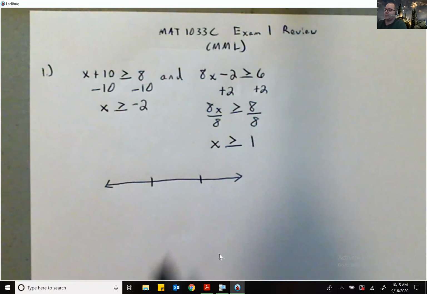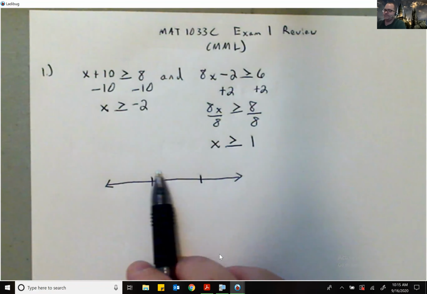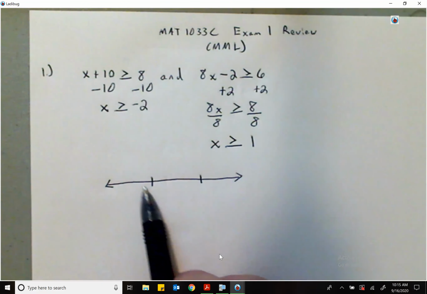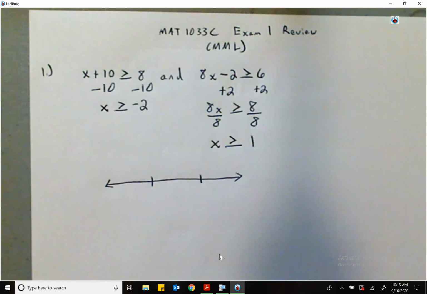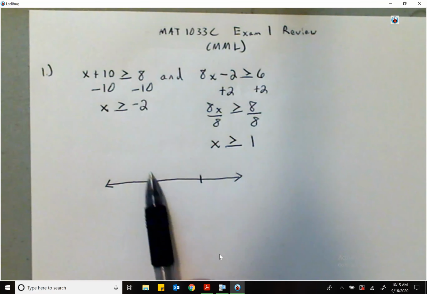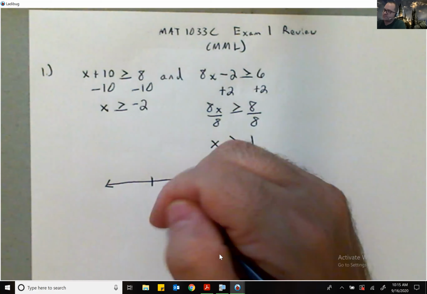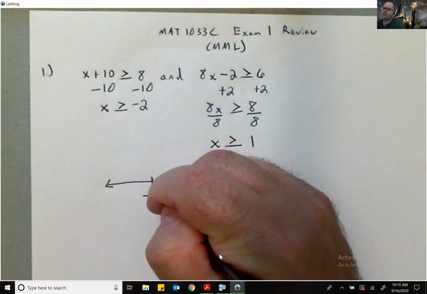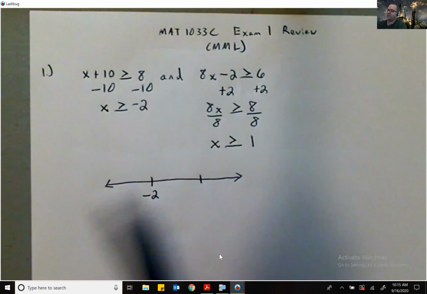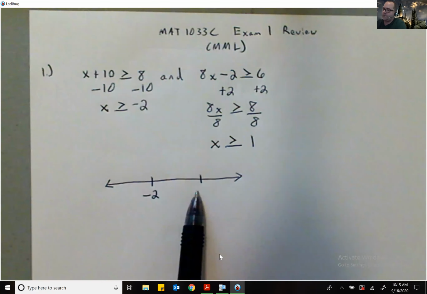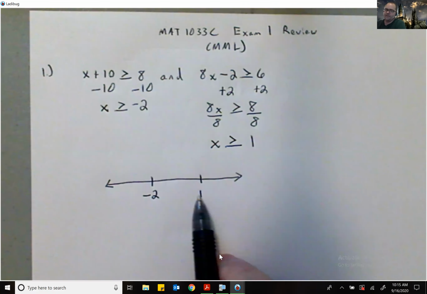What number is going to go down here on my left dash? 1? Nope. -2, because that's the smallest. Remember, this should be the smallest number. Then over here is the number 1, because 1 is bigger than -2.